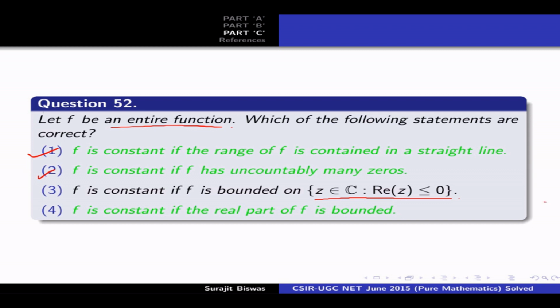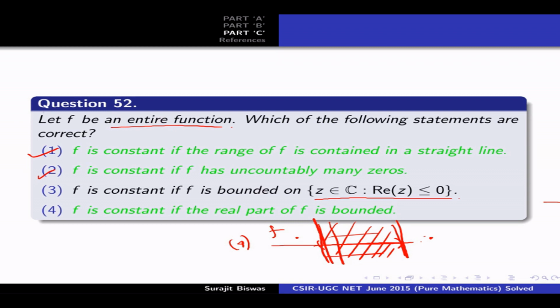Because it omits points, f is constant if the real part of f is bounded. So if the real part of f is bounded, let's say for the fourth option, consider the image of f. If the real part of f is bounded and lies in this region, then the image of f would lie in this region only. So f omits all the values outside of this strip. Okay, so we can apply Little Picard's theorem.